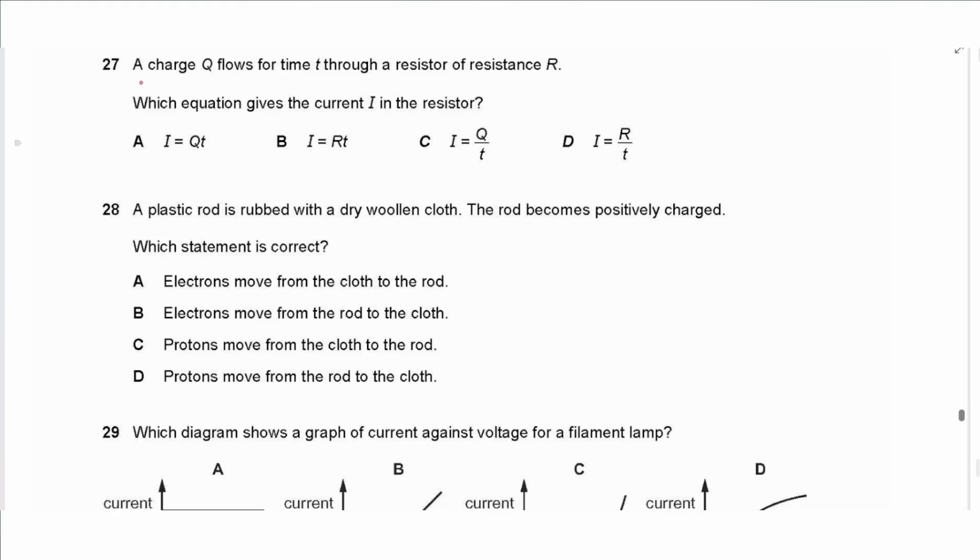Question 27 says a charge Q flows through time t through a resistor of resistance R. Which equation gives the current in the resistor? The defining equation for current is charge divided by time, so the answer is C.